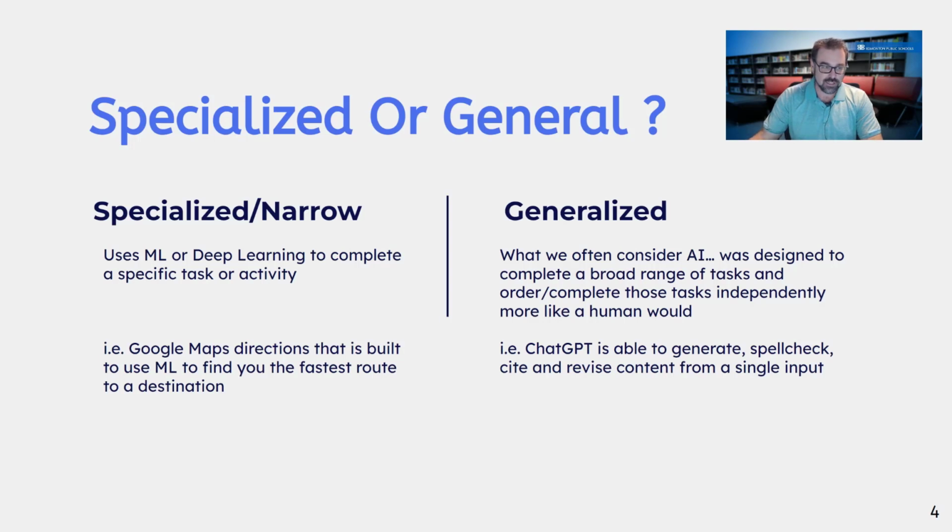So for example, ChatGPT can generate text from the web, spell check it, cite articles that it pulled from, and even revise the content from a single input from a user, something that would be more human-like in its abilities to stitch together what would have been a number of tasks using specialized or narrow AI by a user or a teacher.